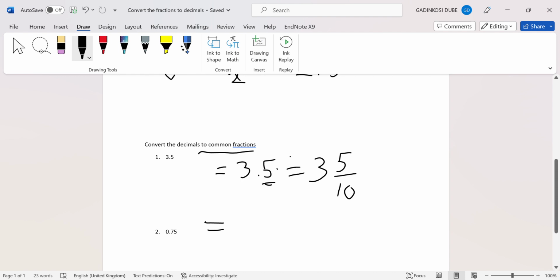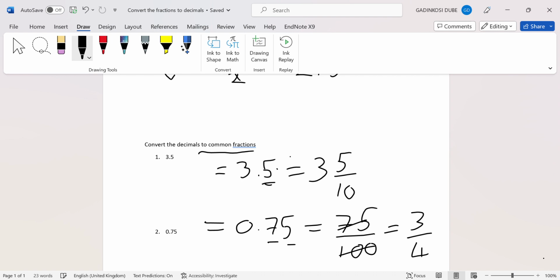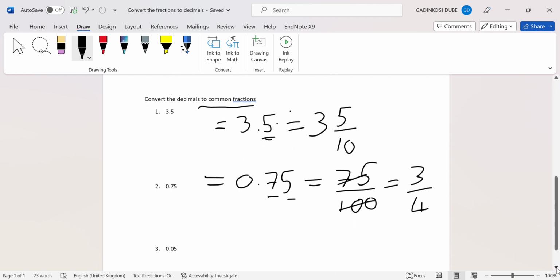This is 0.75. If this is 0.75, it is all over 100. So 75 is all over 100. After the decimal, everything becomes a fraction. This is tenths, this is hundredths. That's why it's 75 over 100. Then you can just simplify. 25 goes into 75 three times, and 25 goes into 100 four times. So it's 3 quarters. So that's your fraction.